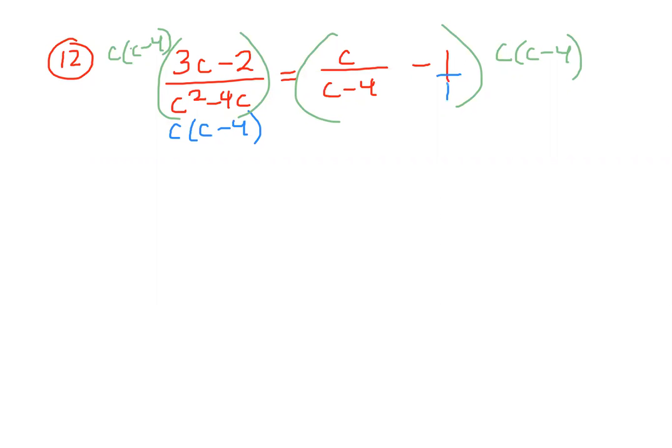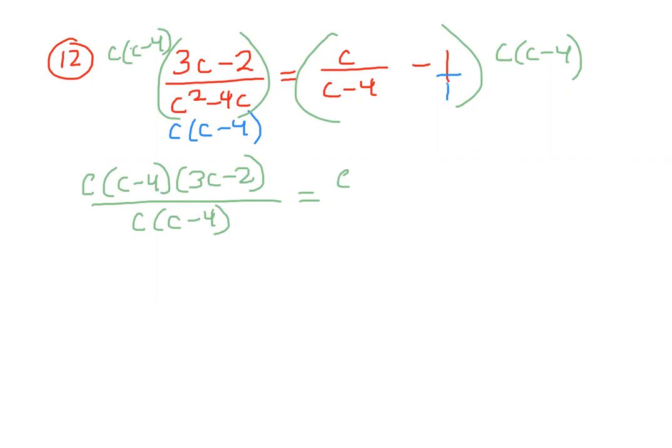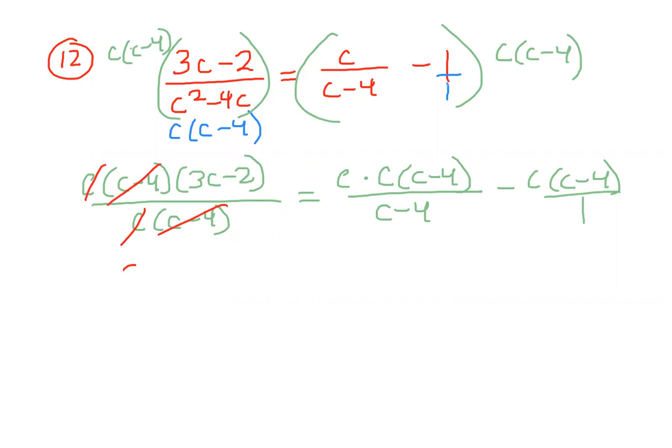Okay, so on this side, we get c times c minus 4 times 3c minus 2, and I'm going to write my denominator like that, equals c times c minus 4 over c minus 4, minus c times c minus 4 over 1, and see what we can do. Those can cancel, those can cancel. We get 3c minus 2 equals c times c minus c times c minus 4.